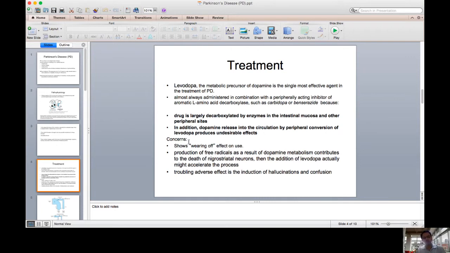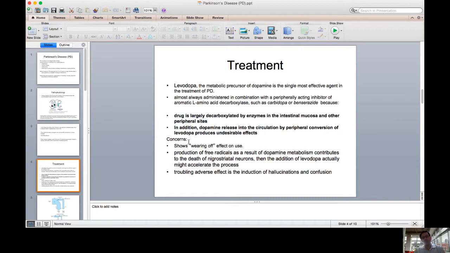So that is not a feasible way. But we have certain similar mechanisms. For example, levodopa, the metabolic precursor of dopamine, is the single most effective agent in the treatment of Parkinson's disease, almost always administered in combination with a peripherally acting inhibitor of aromatic L-amino acid decarboxylase such as carbidopa or benserazide.